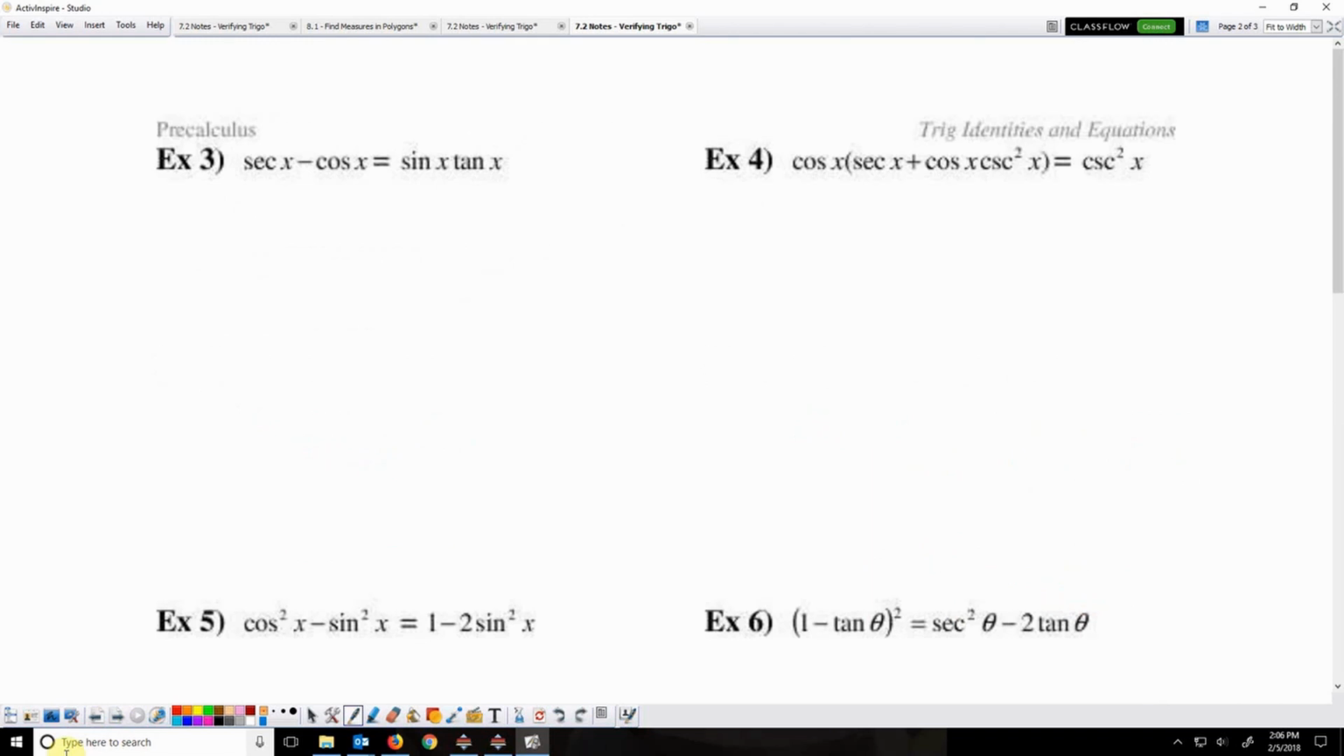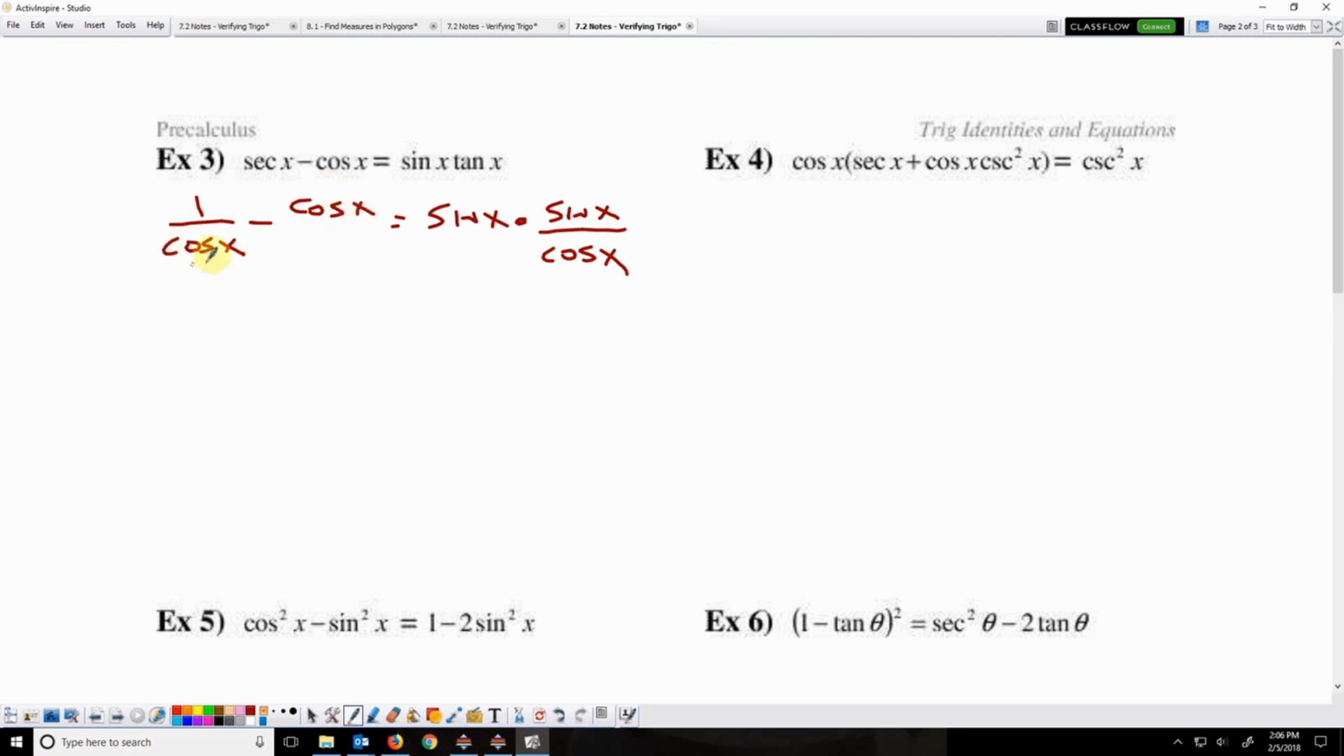In example 3, secant, I'm going to change that to terms of sine or cosine. Secant is 1 over cosine x, minus cosine x, equals sine x times the tangent, which is sine x over cosine x.